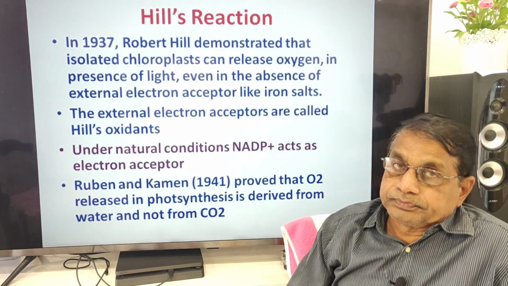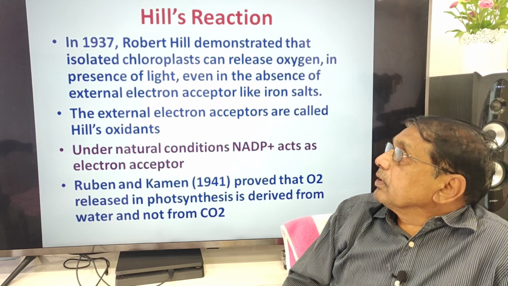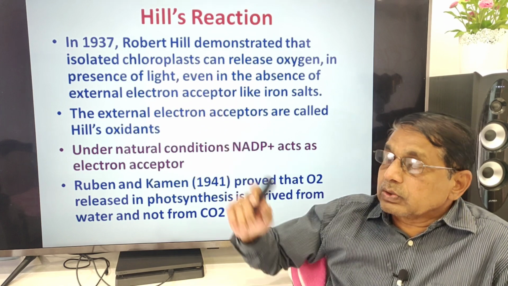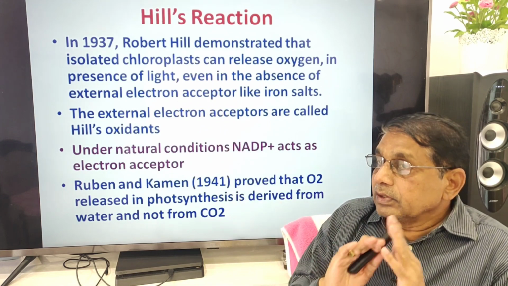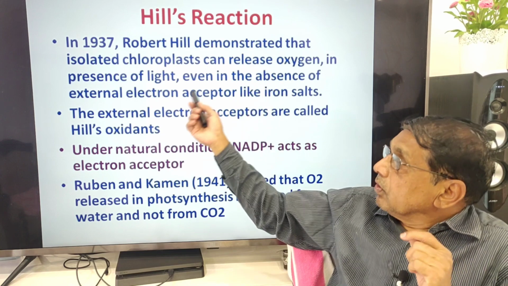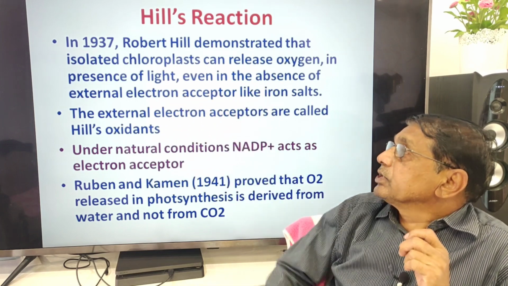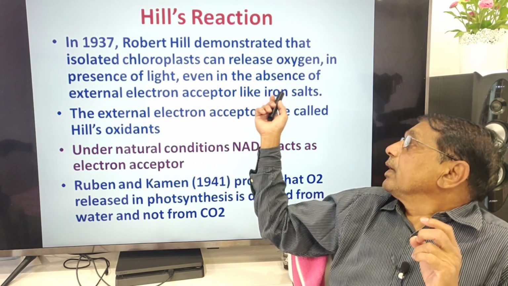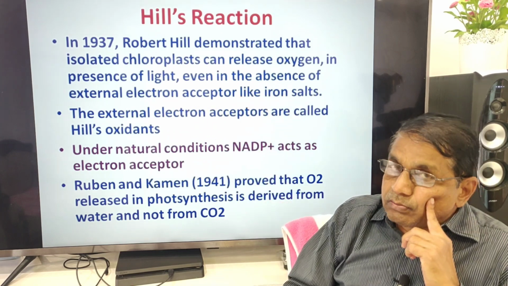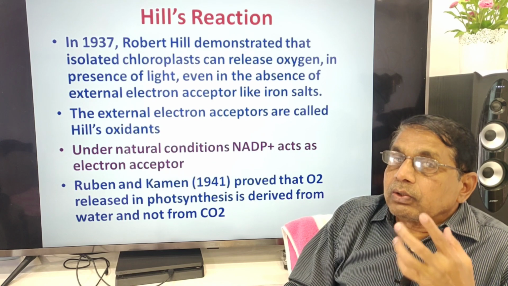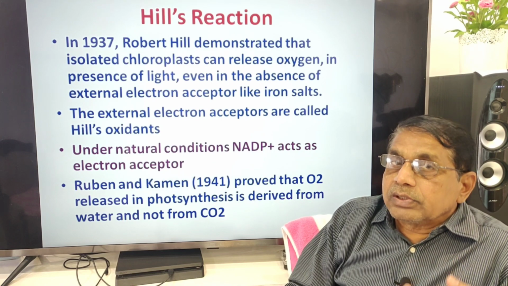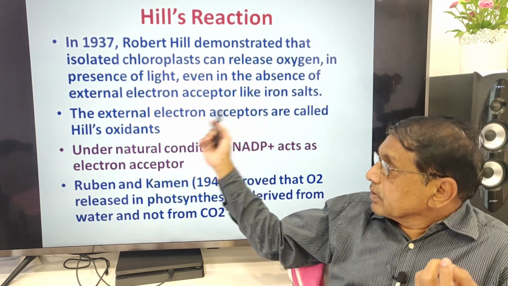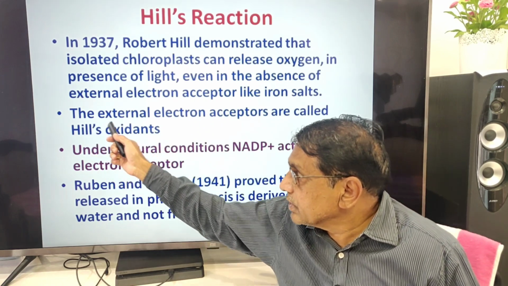Hill's reaction. In 1937, Robert Hill demonstrated that chloroplasts isolated from the leaf mesophyll cells can release oxygen in the presence of light even in the absence of an external electron acceptor like iron salts. When illuminated, the chloroplasts can release oxygen. In other words, the photolysis of water takes place. External electron acceptors are called Hill's oxidants.